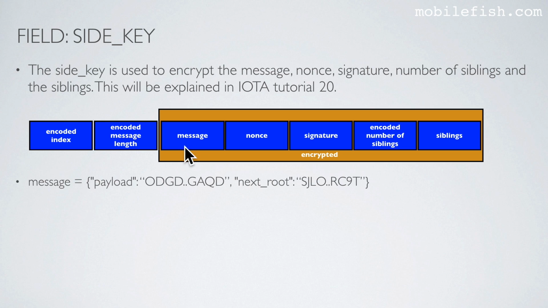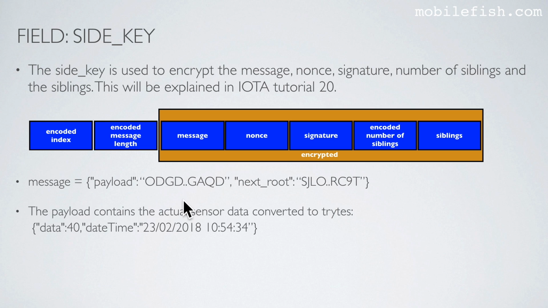This message consists of the payload and the next root. The next root is the reference to the next message in the message stream. This payload contains the actual sensor data converted to trytes. This is our actual sensor data converted to trytes.